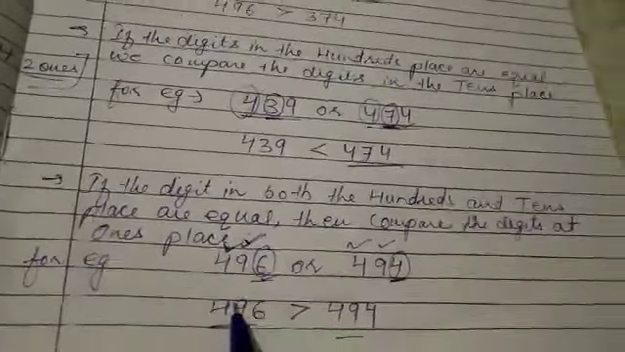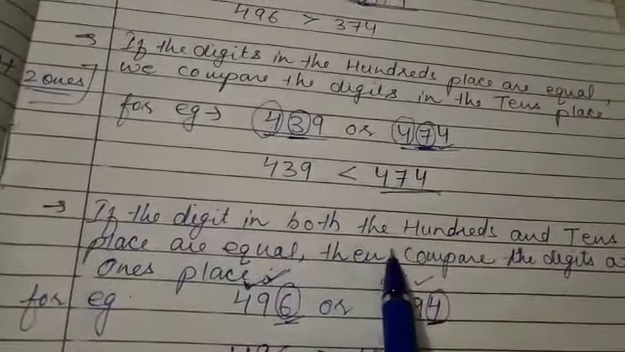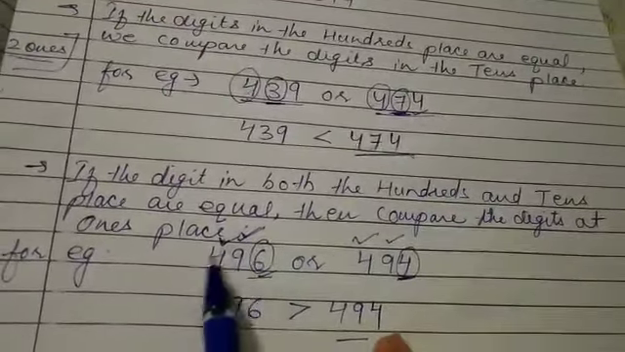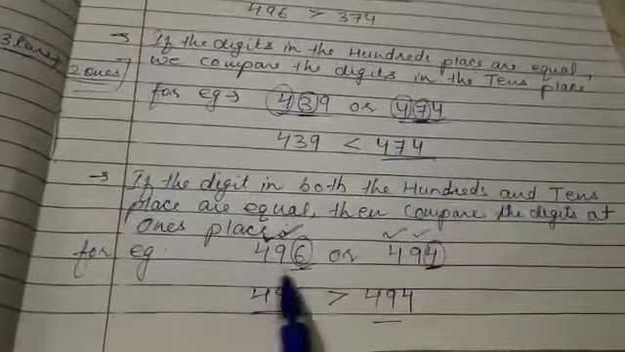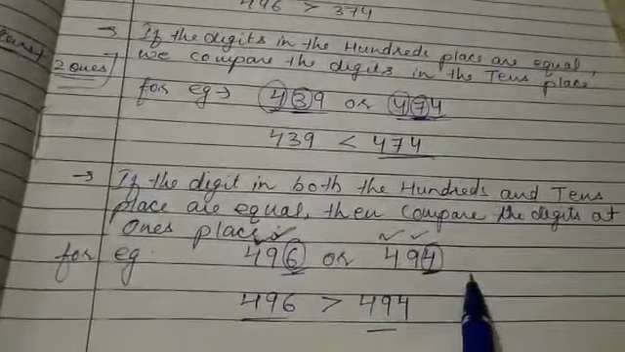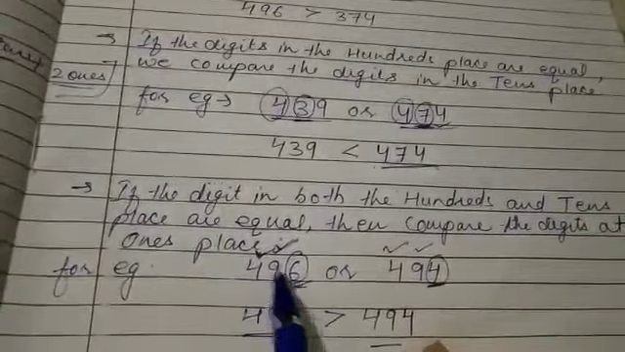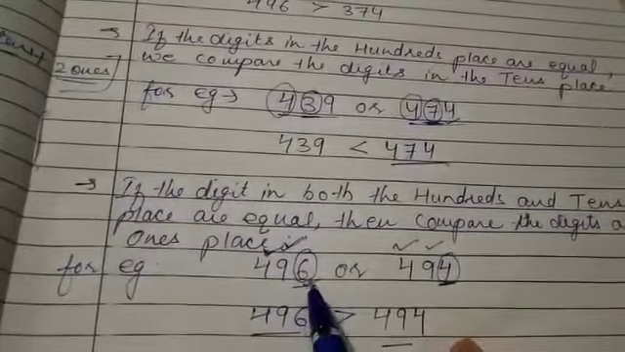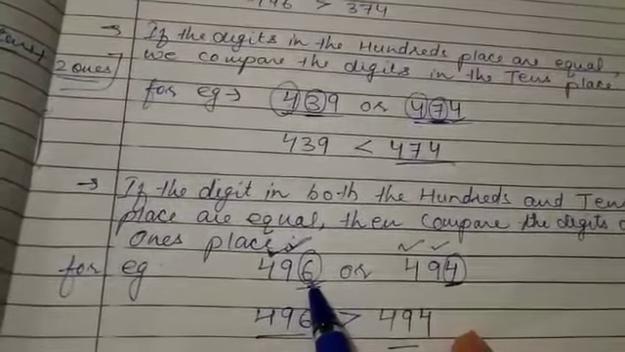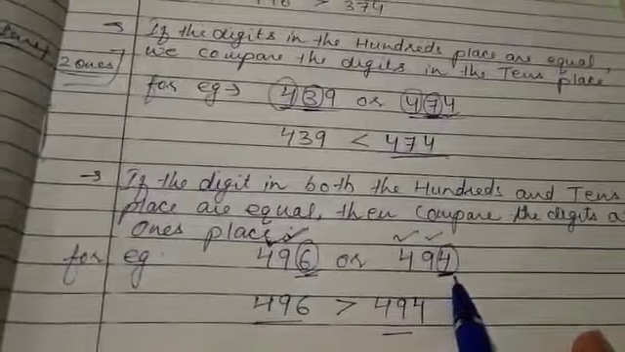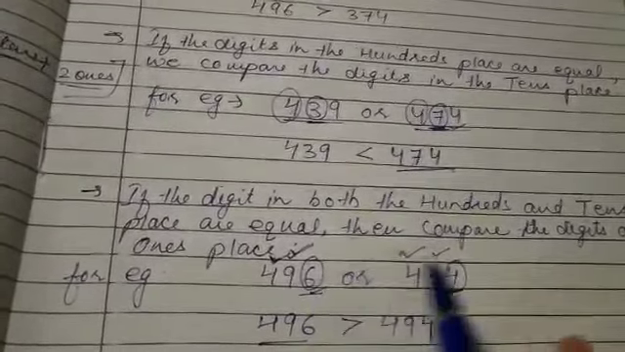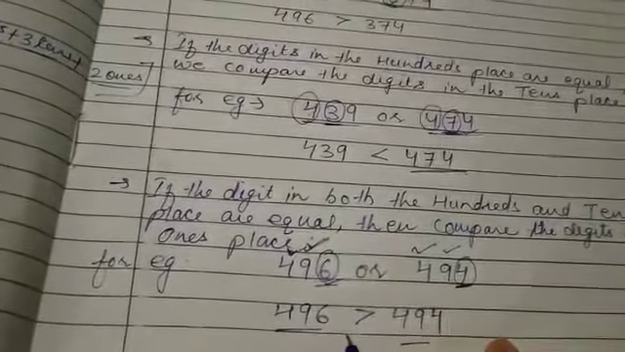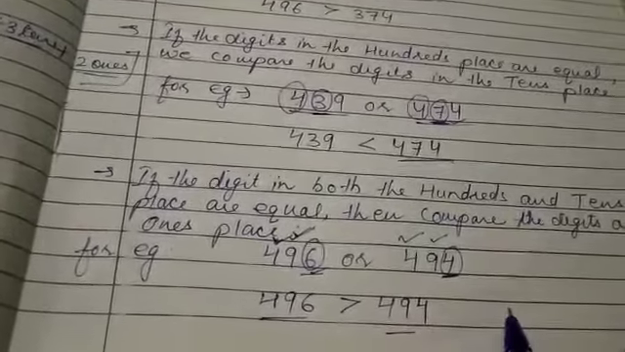In rule number 3, if the digits in both the hundreds and tens place are equal, then compare the digits at the ones place. For example, 496 or 494. In both numbers, hundreds and tens place are the same, but the digit at the ones place is different. 6 and 4. So 6 is bigger than 4. We can say that 496 is bigger than 494.